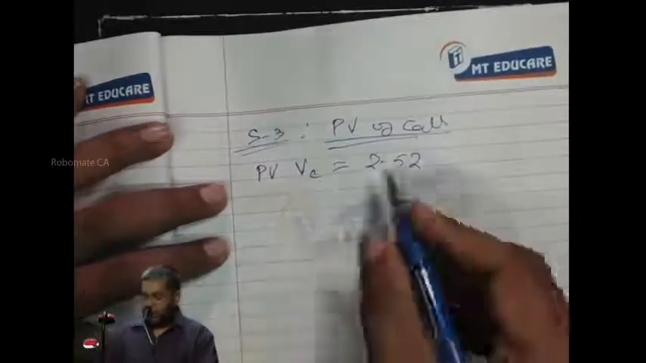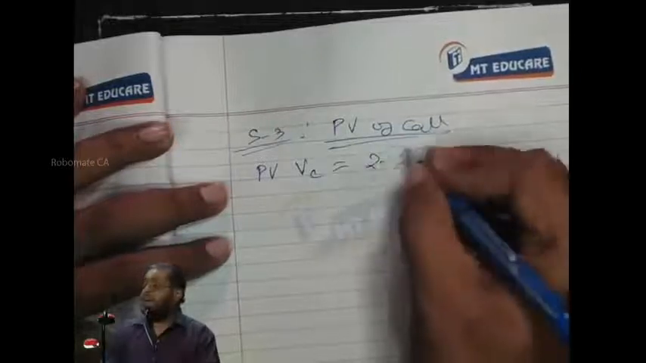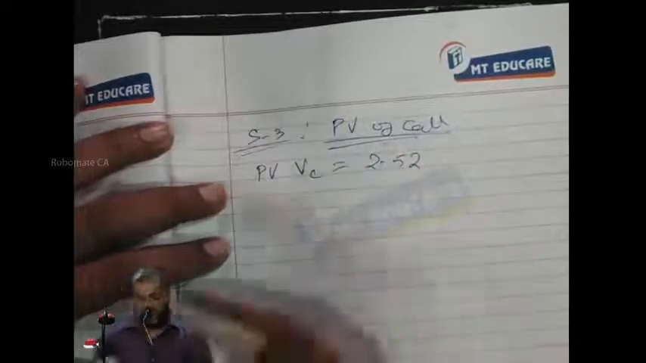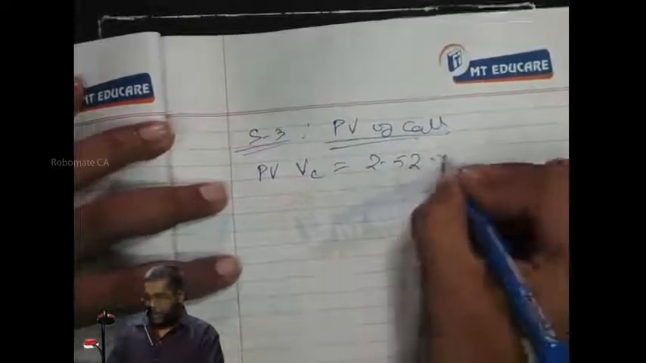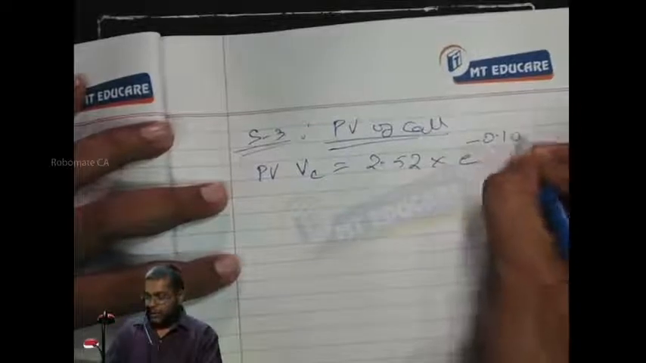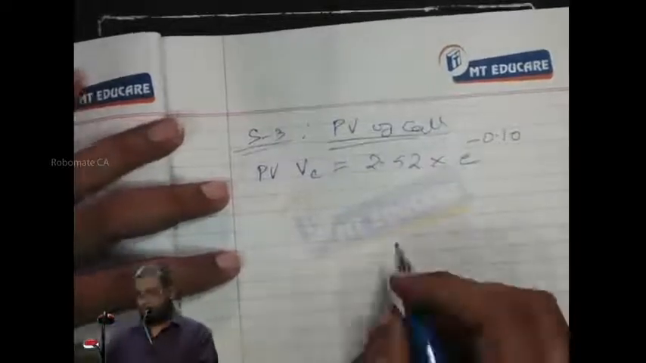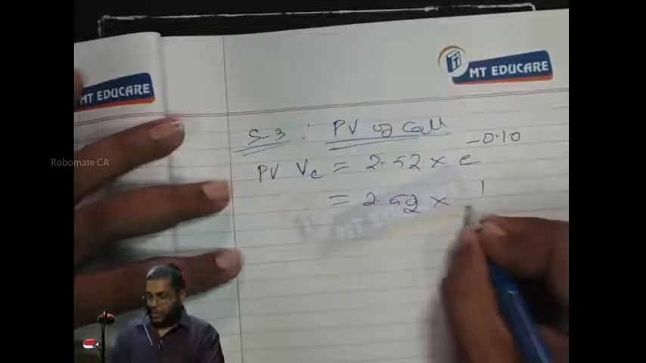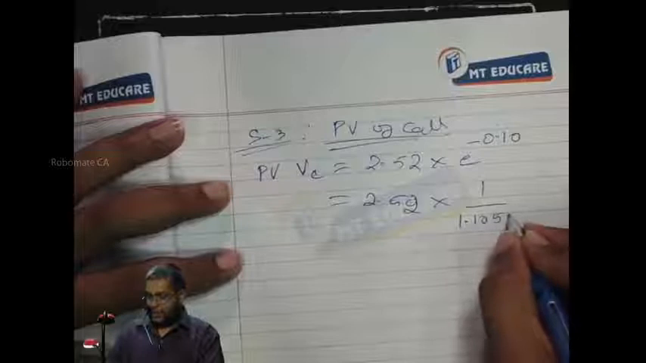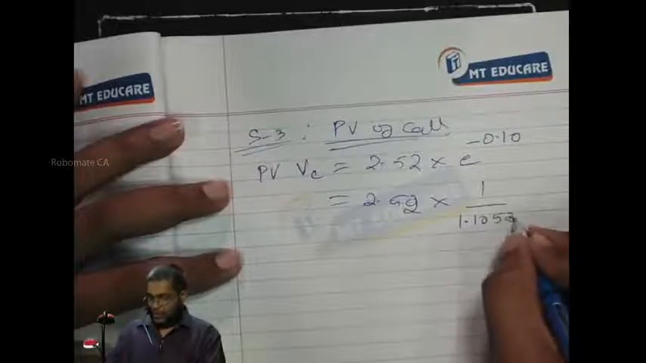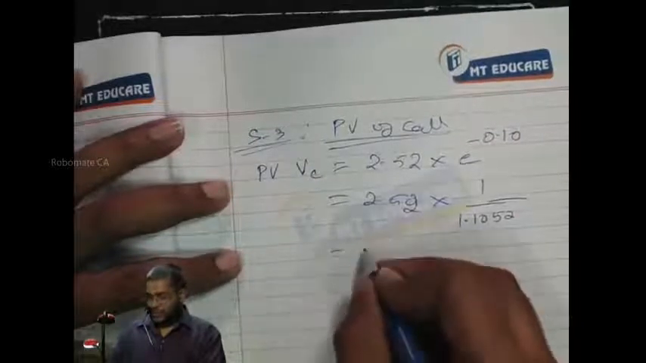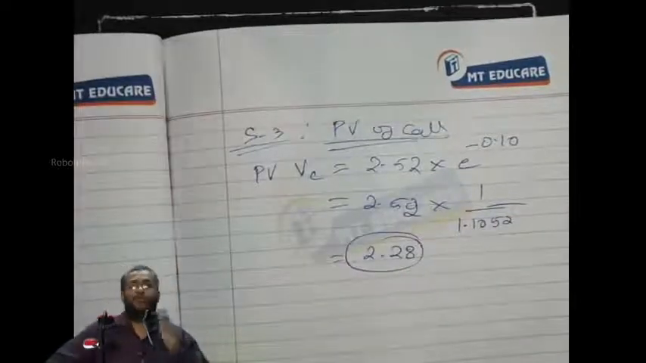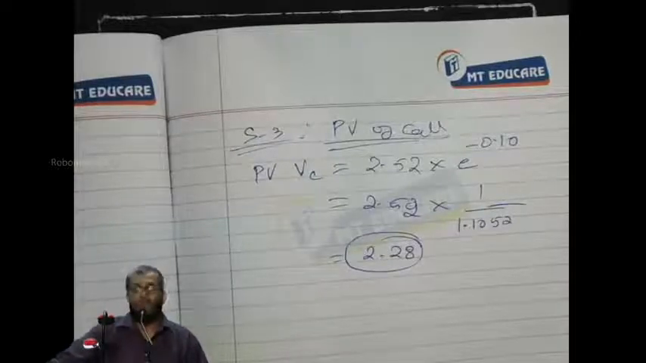So an option is how many rupees? 2.52. This is rupees, dollar, rupees. I should discount at the rupee rate, not the dollar rate. Discount straight away. So 2.52 into e power minus 0.10, which is equal to 2.52 into 1 by 1.10. 52 or 53 here? 52. So what is the number here? 2.28. This is the worth of a call option. What is the call option worth? 2.28. Value of the call is 2.28.